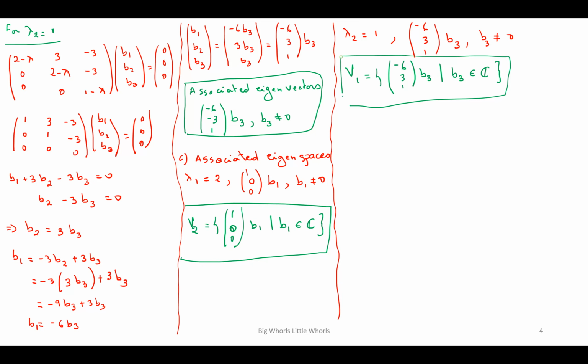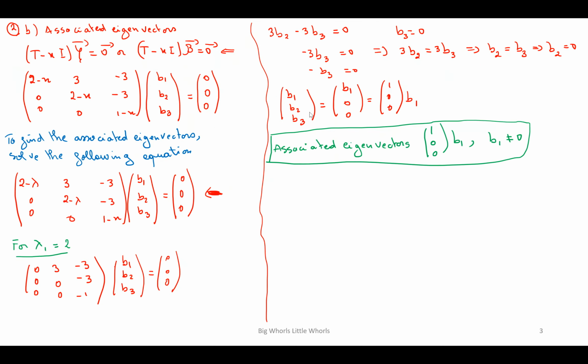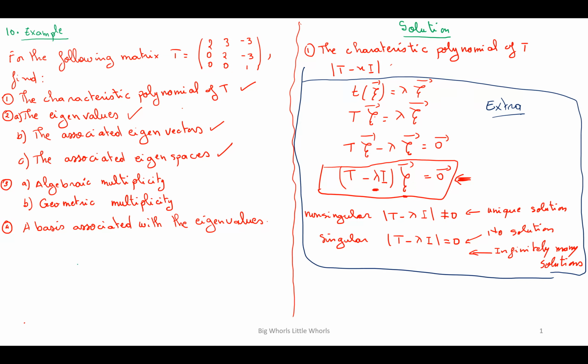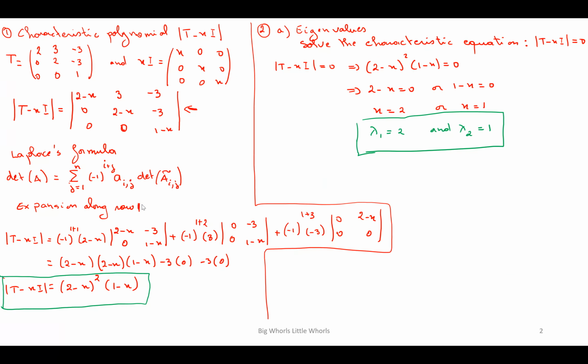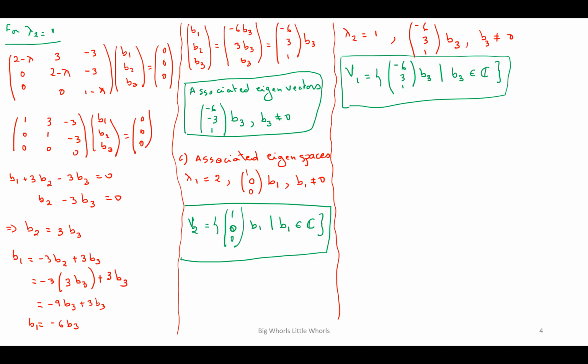So this is going to be the end of question 2. Now let's go for part 3 of this tutorial. So we have found the eigenspaces. Now 3a, we are asked to find the algebraic multiplicity and geometric multiplicity. So part 3a, we are asked to find the algebraic multiplicity.